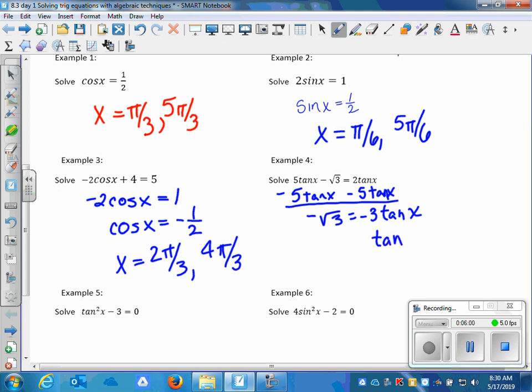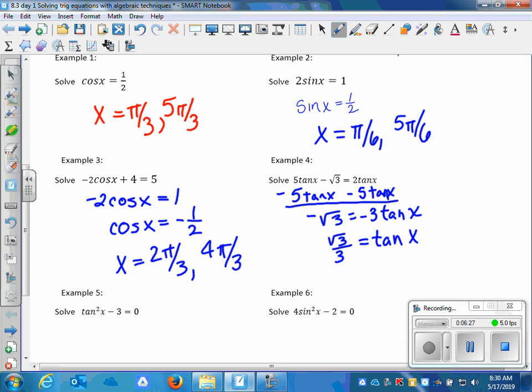So you'll have tan x equaling a positive square root 3 over 3 because you're dividing by negatives. Now for this one, the regular tangent function is only going to be positive in 2 of the quadrants, and that's going to be in the first and third quadrants. So you're going to have to figure out which ratios give you square root of 3 over 3.